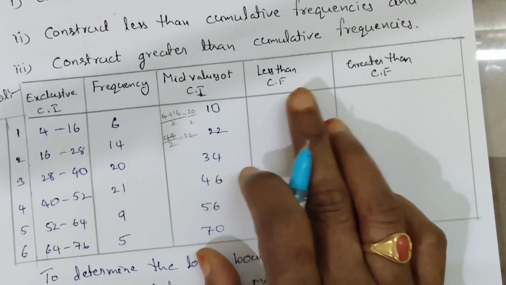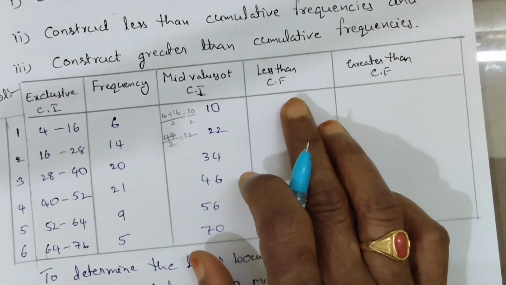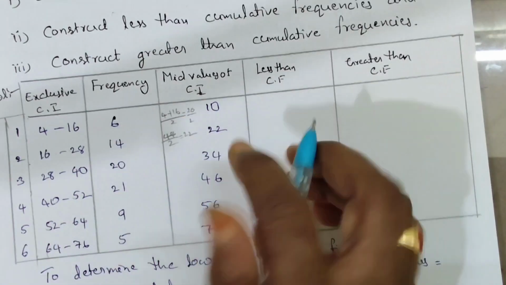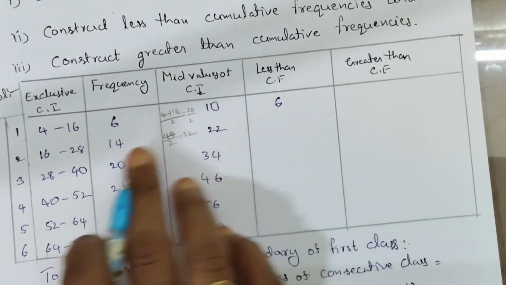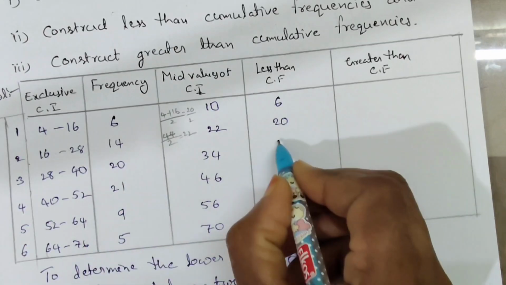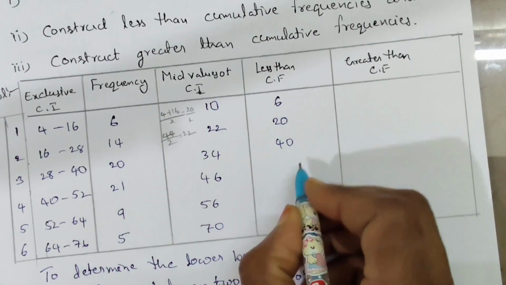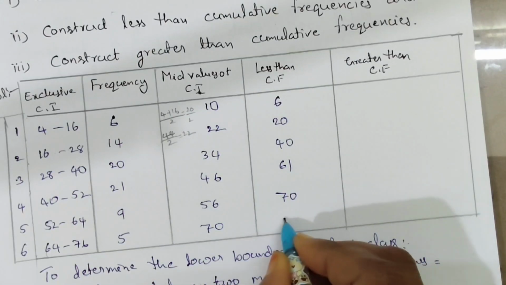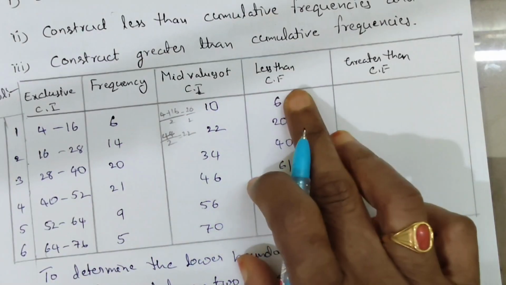Now the less than cumulative frequency. CF means cumulative frequency. First we write 6. 6 plus 14 is 20. 20 plus 20 is 40. 40 plus 21 is 61. 61 plus 9 is 70. 70 plus 5 is 75. This is the less than cumulative frequency.